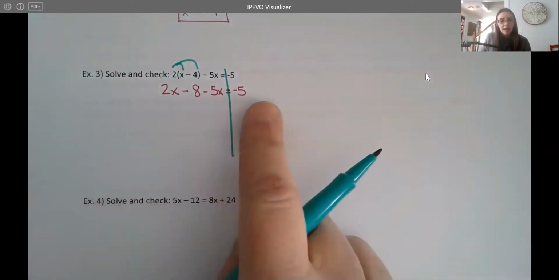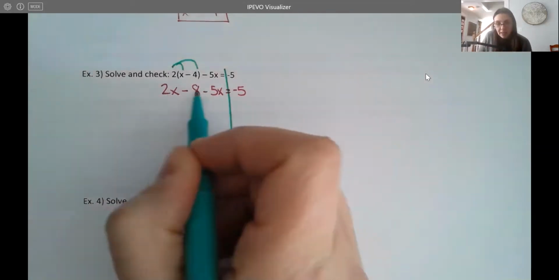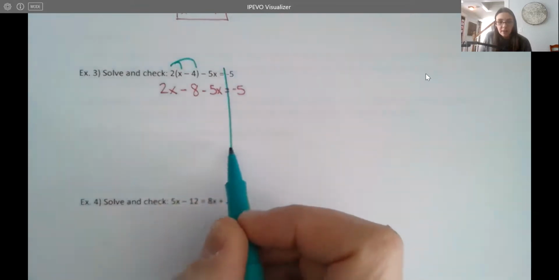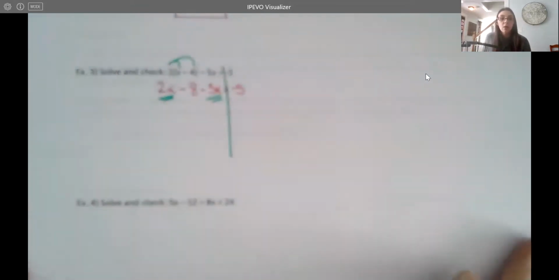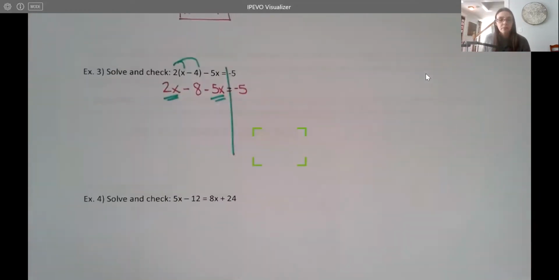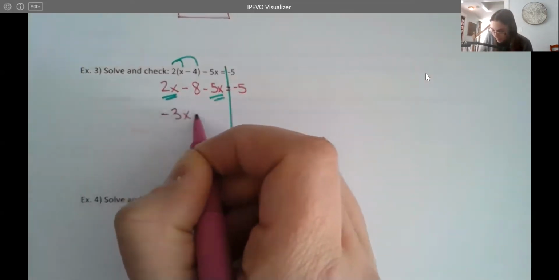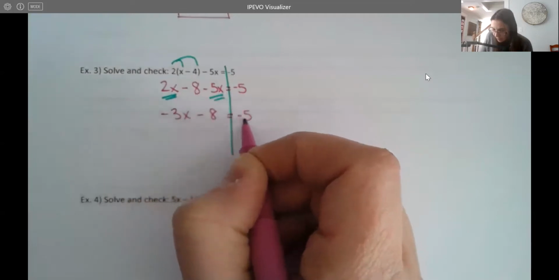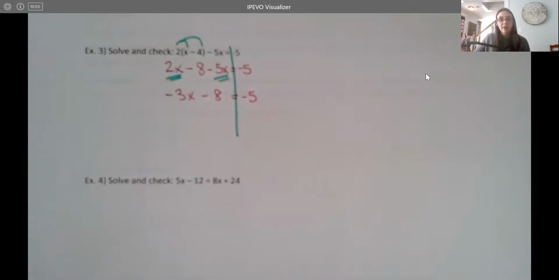Now my parentheses are gone. I don't have any fractions or decimals to worry about, but I do want to look on each side first and see if I can add or subtract anything. And I do see on my left side of the equation, right? I like to draw that line so I can see my two sides. On my left side, I see a 2x and a negative 5x. Those are like terms, so those can go ahead and be combined together. 2x minus 5x is negative 3x. So this becomes negative 3x minus 8 equals negative 5. So that is my simplifying step here.